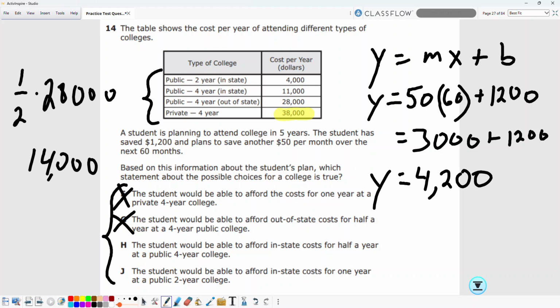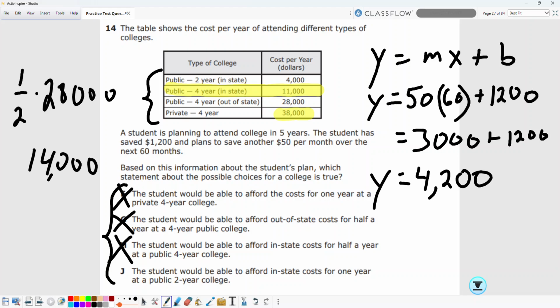So no, let's try H. The student would be able to afford in-state costs for half a year at a public 4-year college. Okay, in-state. Now we're getting closer. The in-state 4-year public is 11,000. Half of that is 5,500. But still, that one's out of the budget. It is more than the 4,200 that is saved.